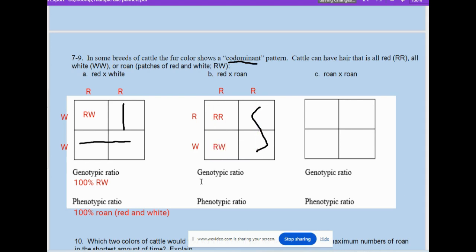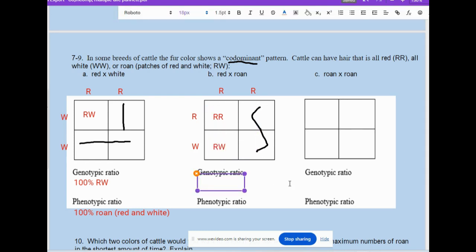Done. Genotypic ratios, count them up. I see one of them is RR. 1 out of 2, 1/2 is RR genotype. And the other one, bottom left, 1 out of 2 is RW. Once again, 1/2 of the cattle, maybe the calves, will be red, RR. And if this was incomplete dominance, RW would be pink, but since it's codominance, the other half is going to be what's called roan, which is red and white.